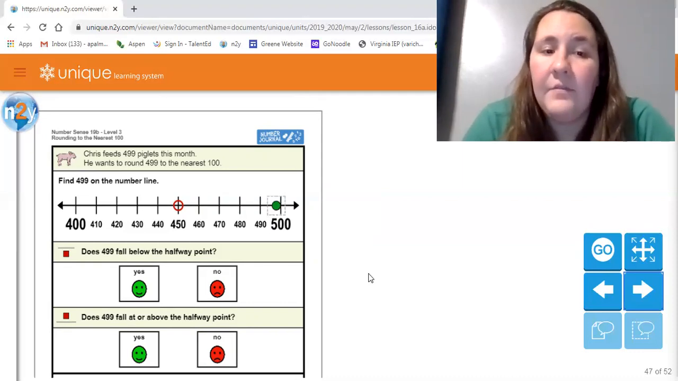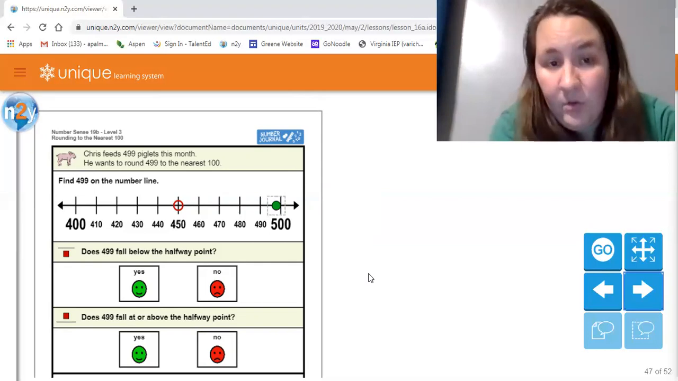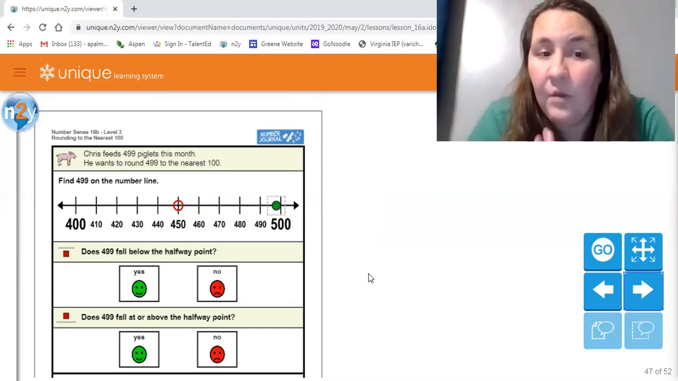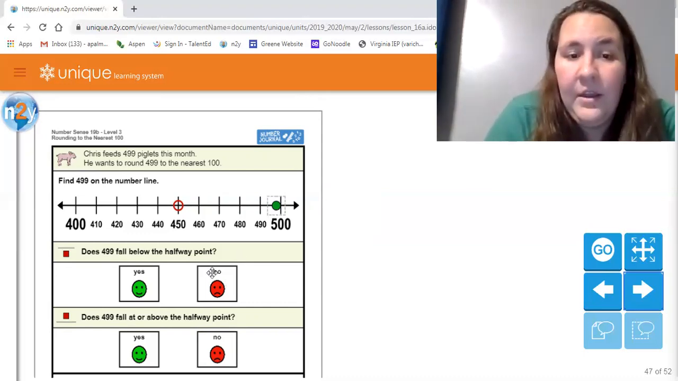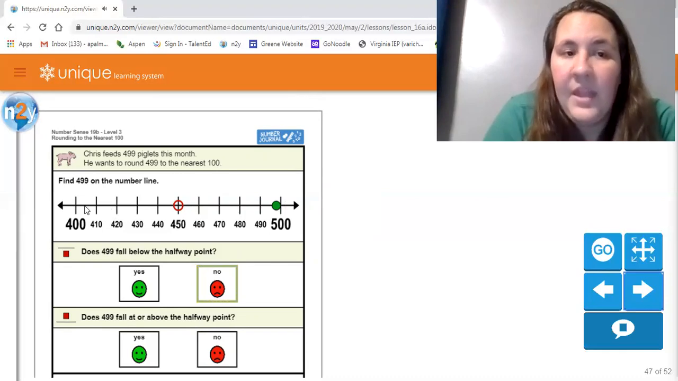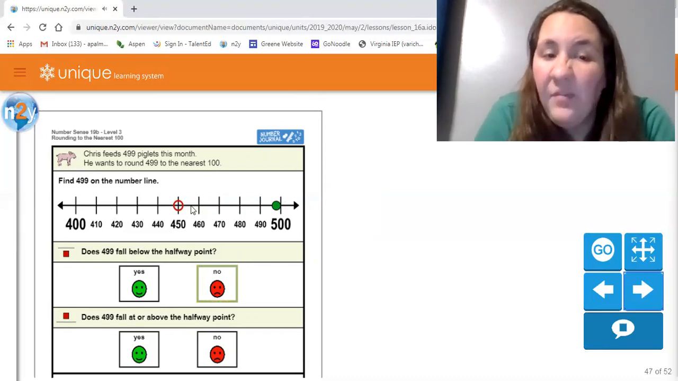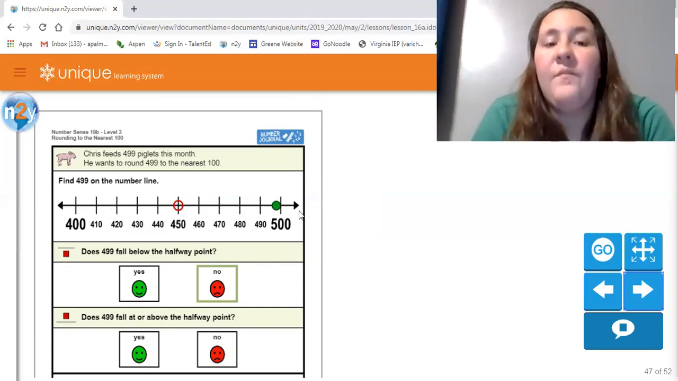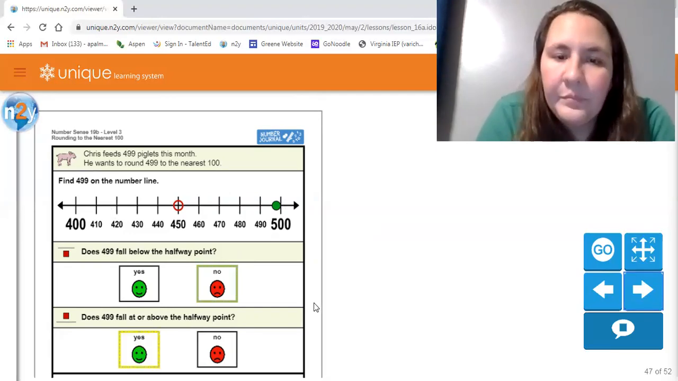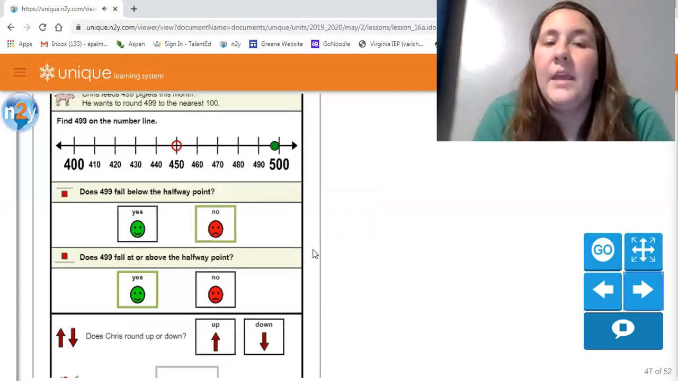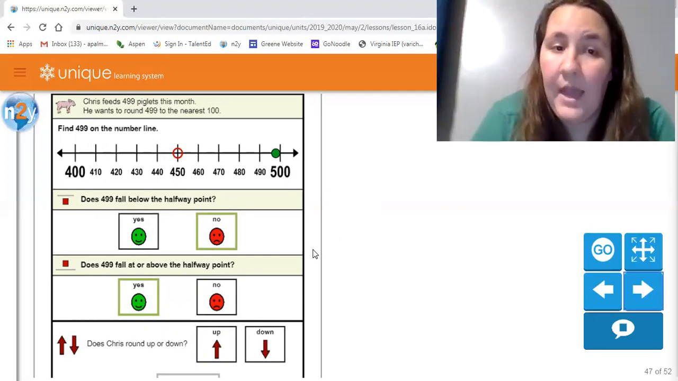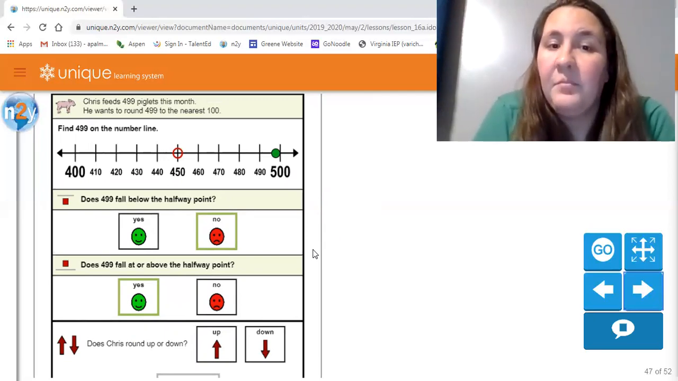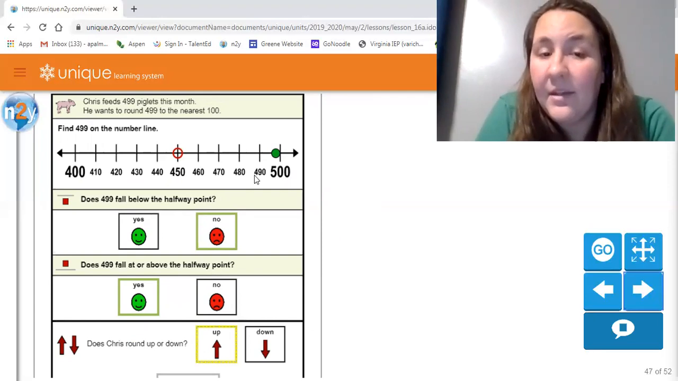So does 499 come before the red circle? Touch the button, yes or no. Does it come before the red circle? No, very good. That would mean it would be this side, and it's not. So does it come after the red circle? Very good, yes. So here is my question. Is Chris going to round up or down? Which way is Chris rounding, up or down? Beautiful job. He's rounding up because he's closer to the biggest 100, the 500.